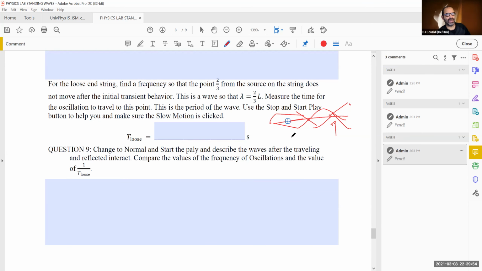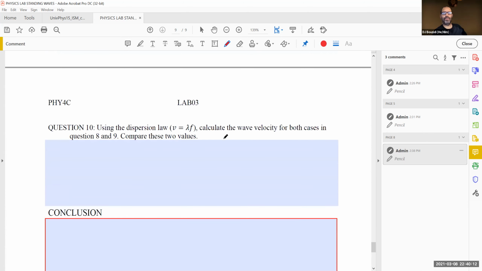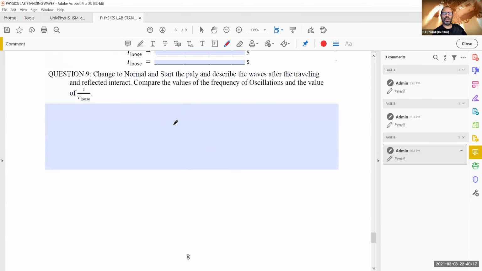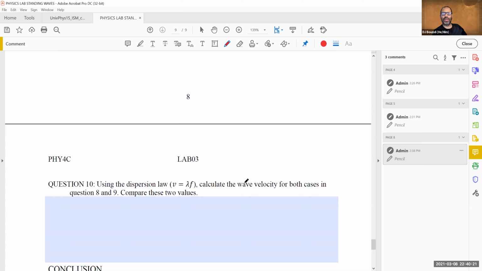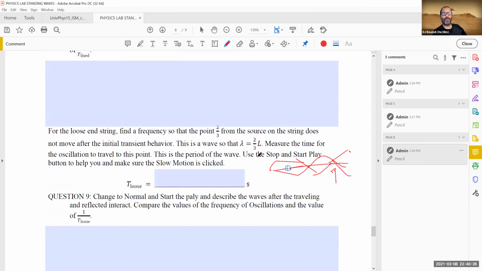And the frequency, you're looking at the frequency whichever makes this shape possible when it's loose, and compare these two values. And again, try to tell me why this period, 1 over this period, is different, if any, from the frequency that you're looking at. That is question 9. Question 10, you're supposed to find v now. Remember, the velocity is just lambda times frequency, okay? For both cases, namely question 8 and question 9.